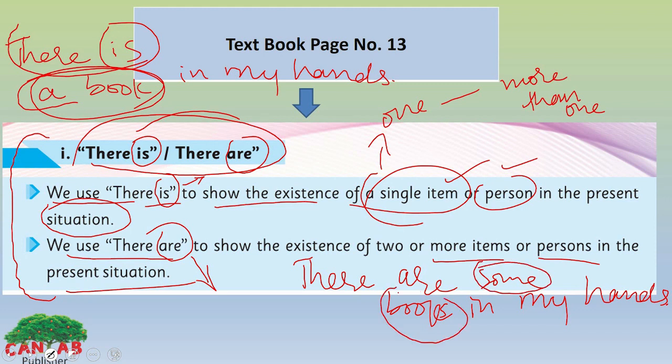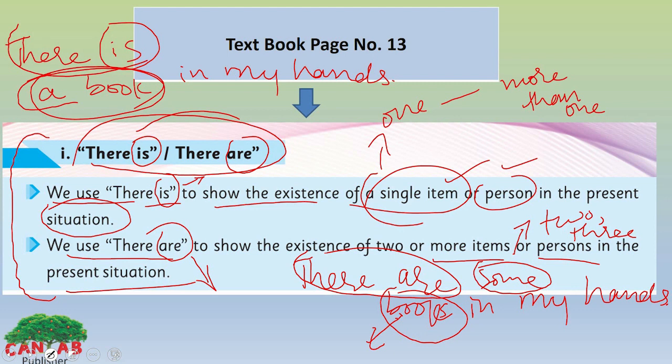Look at the books, the plural form of book. We can also replace it with there are 2 books or 3 books. But the plural form indicates that there is more than one book here in his hand. So it is indicated that in the present situation he has more than one book. So that's why we have added there are here to show more items.